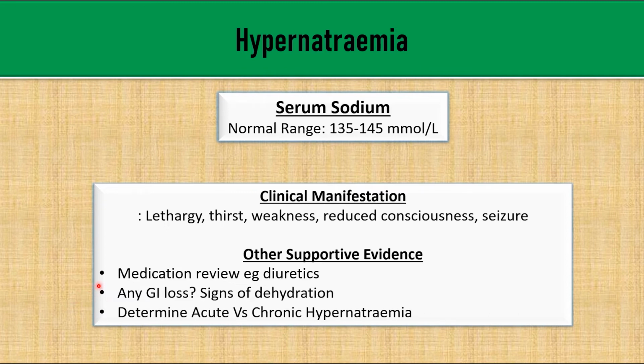In the case of hypernatremia, you always review the meds to look for whether they are on any form of diuretics that's causing excessive diuresis, and also ask whether the patient had any GI losses recently, and also examine for signs of dehydration. And lastly, always determine whether this is an acute hypernatremia or a chronic hypernatremia.